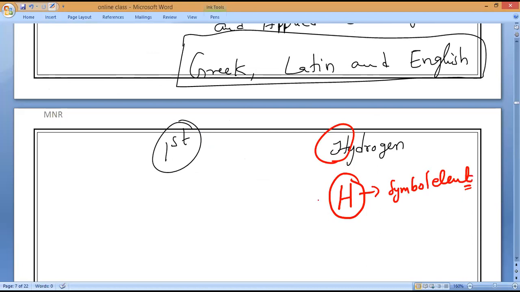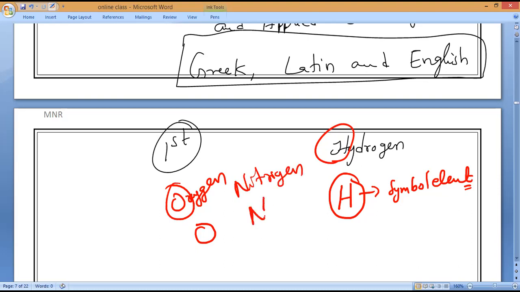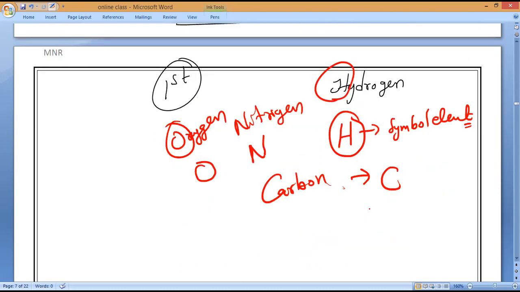Now, if you take oxygen, what is the symbol of oxygen? First letter O. Nitrogen. What is the nitrogen symbol? N. If you take carbon, what is the symbol of carbon? Capital C. So the first letter you have to remember should always be represented with a capital letter, if one letter is representing the element.